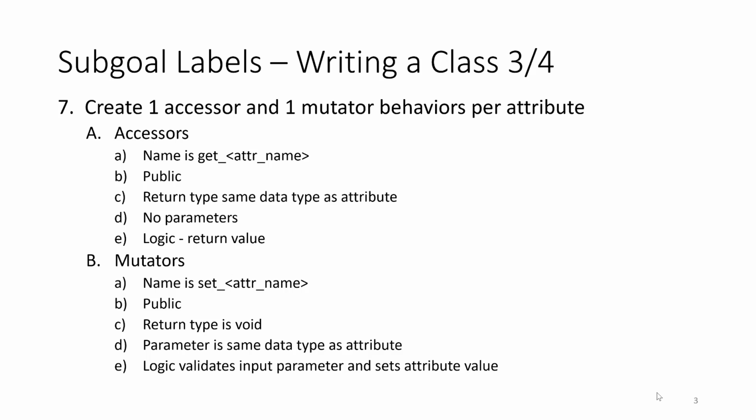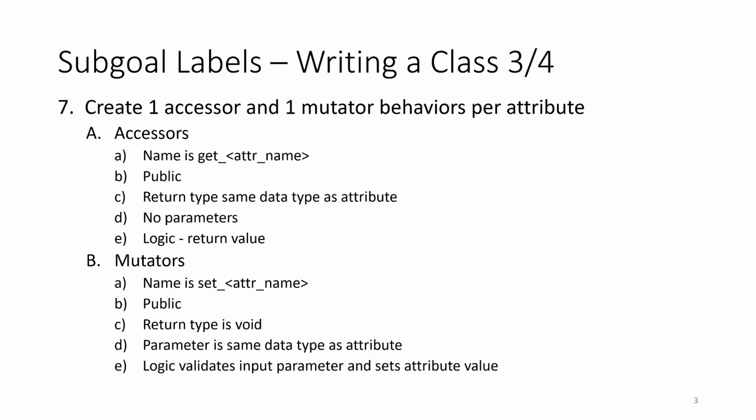The subgoal for this is to create one accessor or getter and one mutator or setter per attribute. For the accessors, you need to remember the name is usually get followed by the attribute name. They're always public. They need to return the same data type, that is the attribute's data type. They usually have no parameters, and the logic itself is just to return the value of the instance attribute.